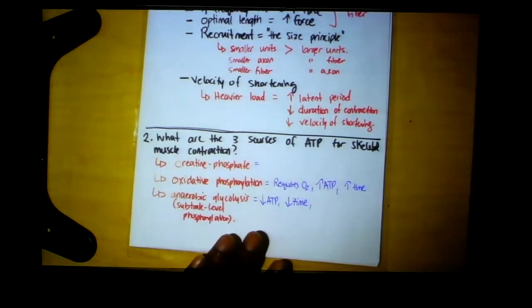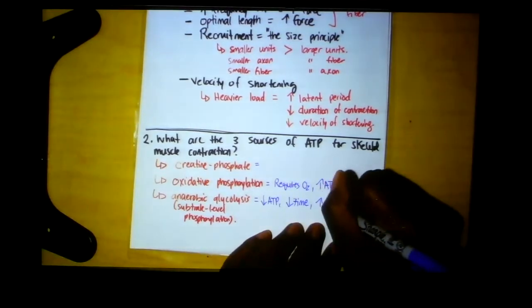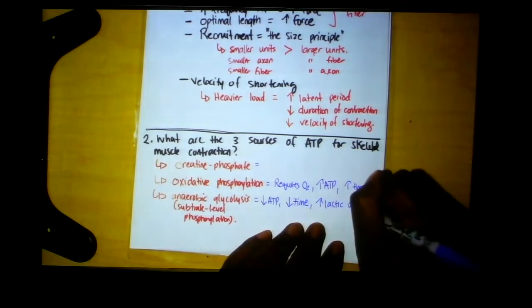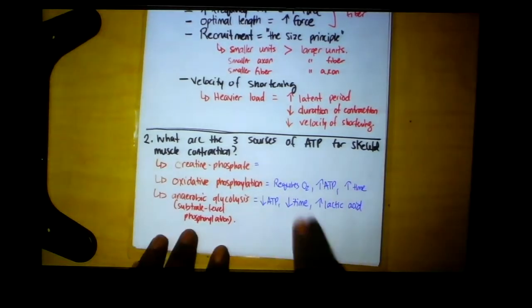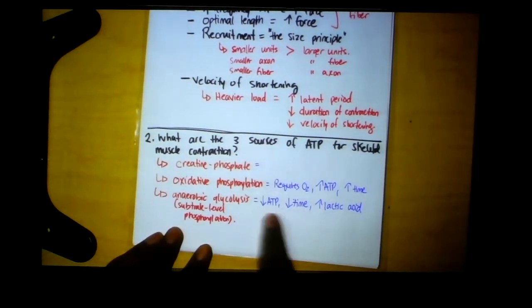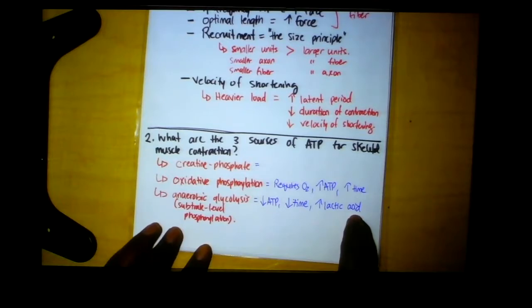And what else does it give us? It doesn't require oxygen, but what else does it give us? What's the catch with anaerobic glycolysis? Lactic acid. Perfect. So we got lactic acid buildup. Okay, so it takes less time, gives us less ATP, but it's going to give us lactic acid.